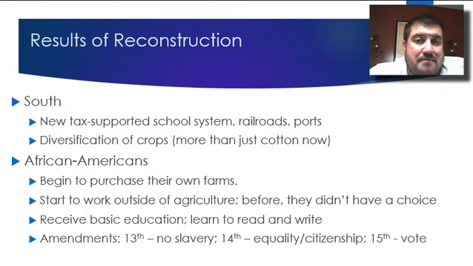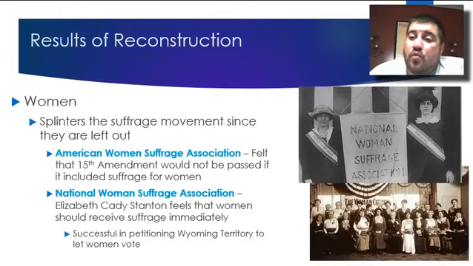And the Civil War amendments also are big victories for the African Americans. The 13th saying slavery is prohibited, the 14th giving equality and citizenship to former slaves, and the 15th giving the right to vote to males, African Americans. Women, on the other hand, notice I said males, they do not get the right to vote, and this movement splinters because some feel that they were left out. They should have been given the right to vote.